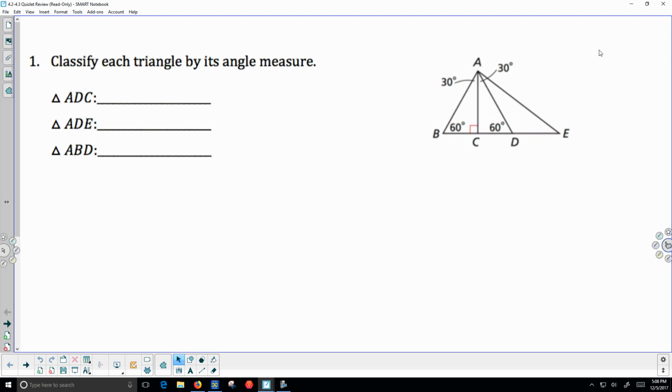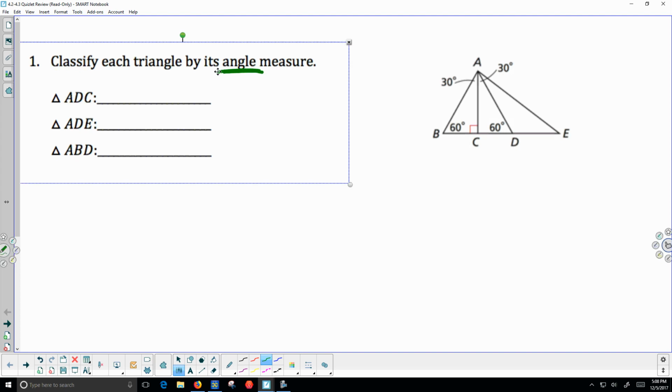So here is the first one. Number 1, classify each triangle by its angle measure. That was the biggest thing I saw with a lot of my quizzes. We have different ways to classify triangles, side measures and angle measures. And the way we classify by angle measures is we have to look at the angles. So the first thing I want to look at is triangle ADC.